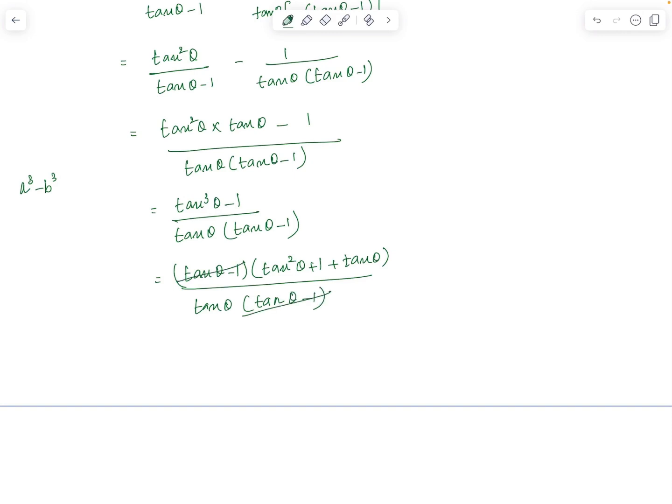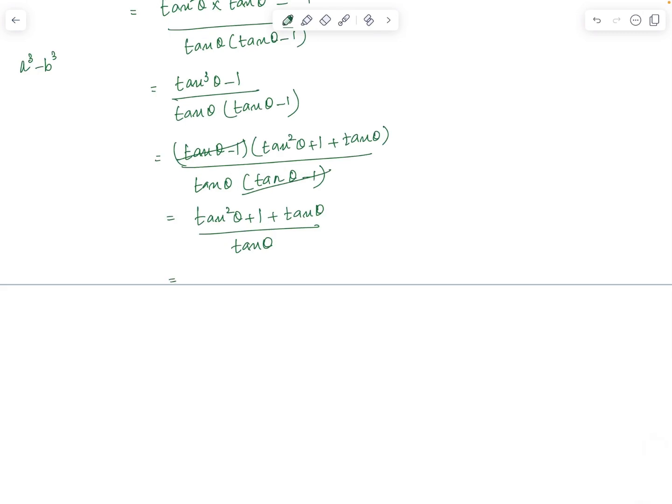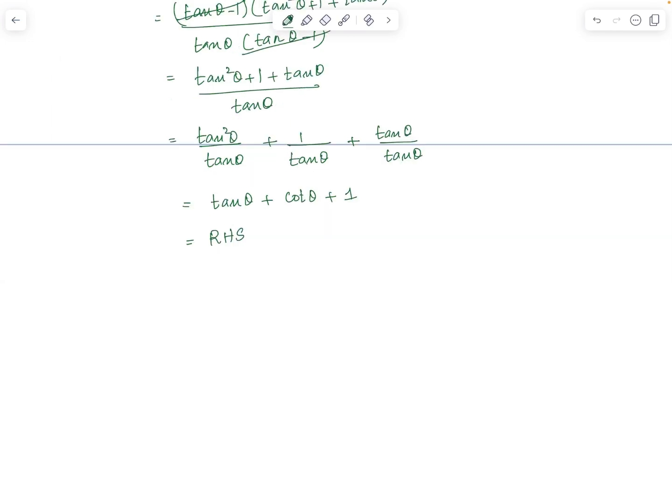Tan theta minus 1 is there in the numerator and denominator. It gets cancelled, leaving behind tan square theta plus 1 plus tan theta upon tan theta, which is equal to tan square theta upon tan theta plus 1 upon tan theta plus tan theta upon tan theta, which is tan theta plus 1 upon tan theta is cot theta plus tan by tan gets cancelled, so it's 1, which is equal to RHS.